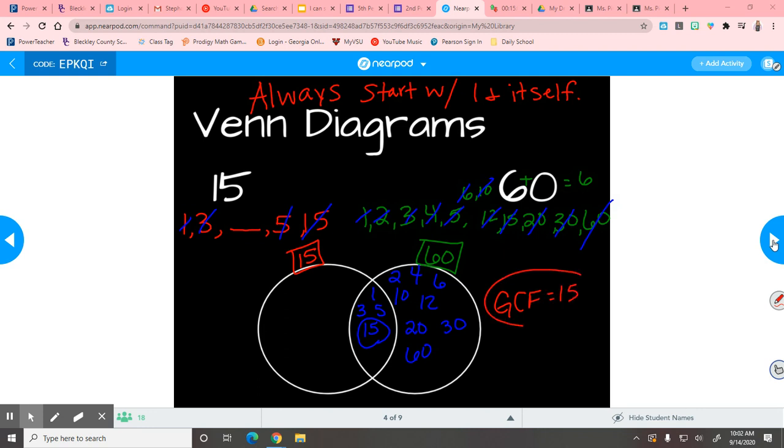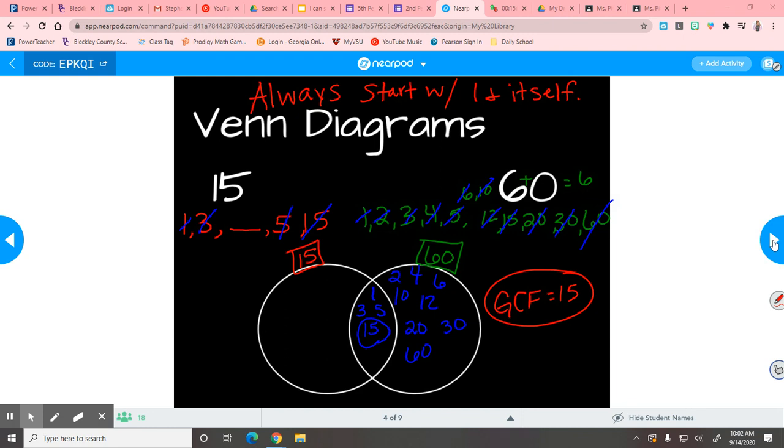Now, do I have to draw a Venn diagram each time? No, I don't have to draw a Venn diagram. I could have gone through that list just like I did and said, what do they have in common and what's the biggest number they have in common? Is 1 and 3 and 5 the GCF? No. They're common, but is it the greatest? No.